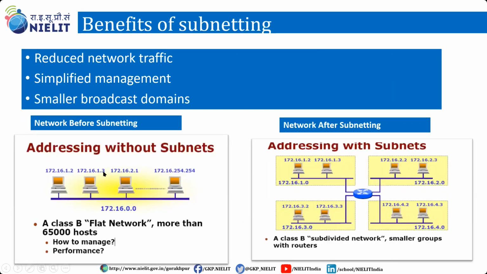The benefit of subnetting: before subnetting, you have a flat network having 65,000 hosts. So it will be very difficult to manage 65,000 computers. You cannot apply proper firewall rules. You cannot apply effective IP address allocation. A single problematic PC will become a problem for all 65,000 computers. Performance will also be degraded. To reduce network traffic, to simplify management, and to create smaller broadcast domains, subnetting is required.